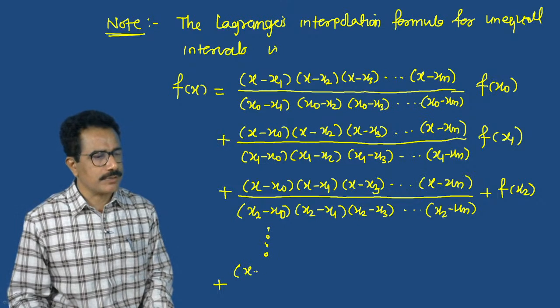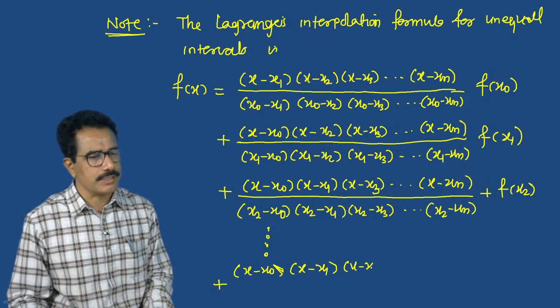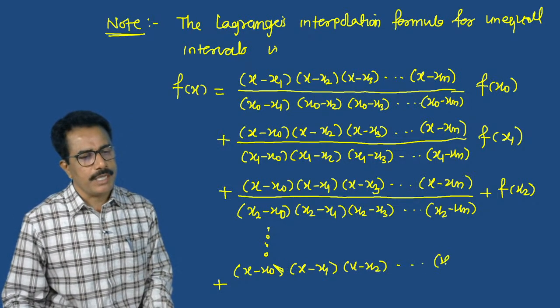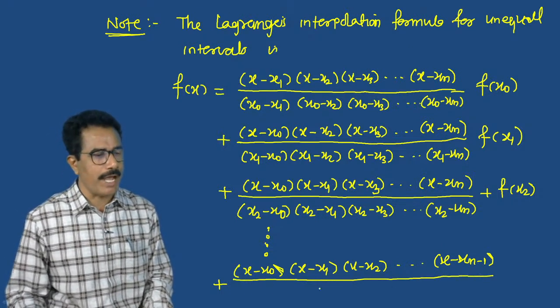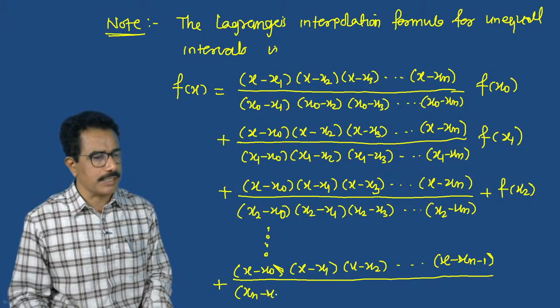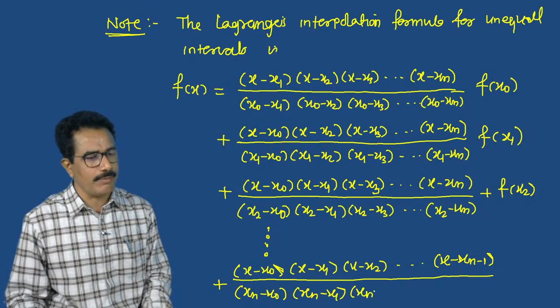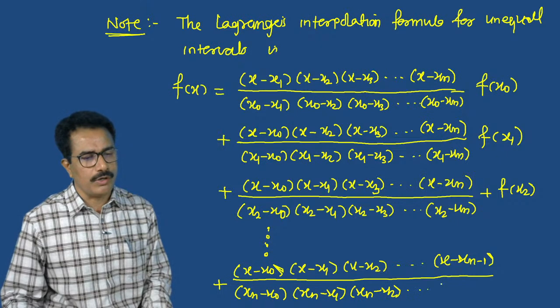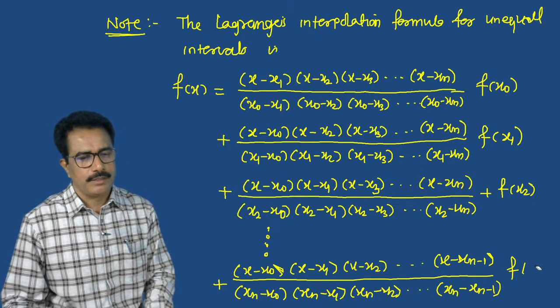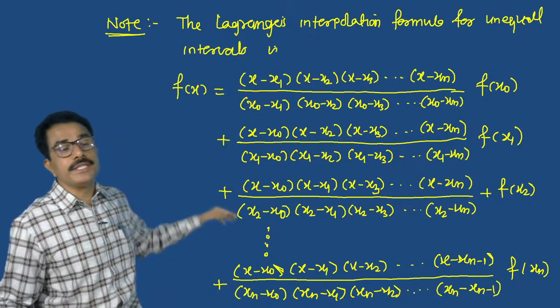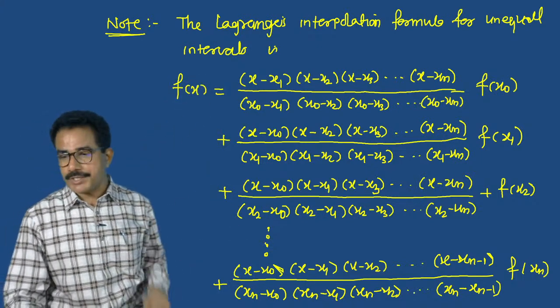nth term x minus x0 x minus x1 x minus x2 dot dot dot x minus xn minus 1, xn येणार नाही, divided by xn minus x0 xn minus x1 into xn minus x2 dot dot dot xn minus 1, f of xn. So this is called as a Lagrange's interpolation formula.